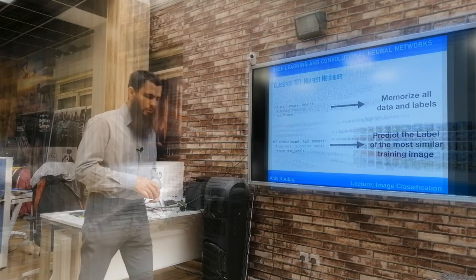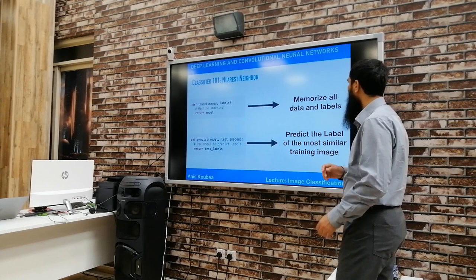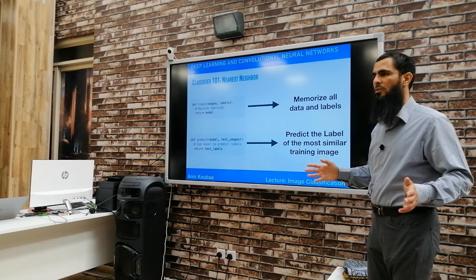Now I'm going to introduce the most naive and basic solution to this problem, which we call the nearest neighbor. So what does the nearest neighbor do? It will also define a train method and a predict method. The train method is going just to memorize all the data and labels, nothing more. Take all your images and put them in the memory.